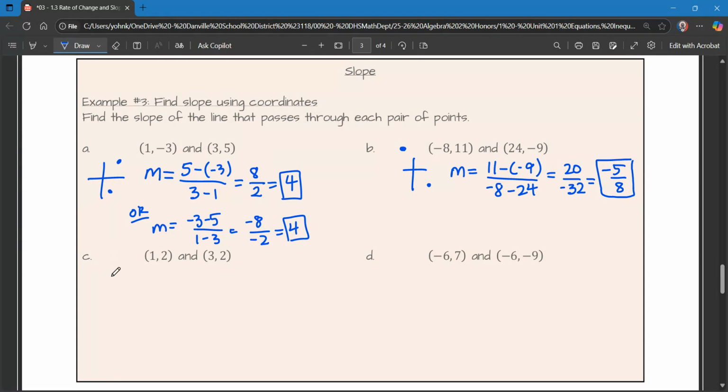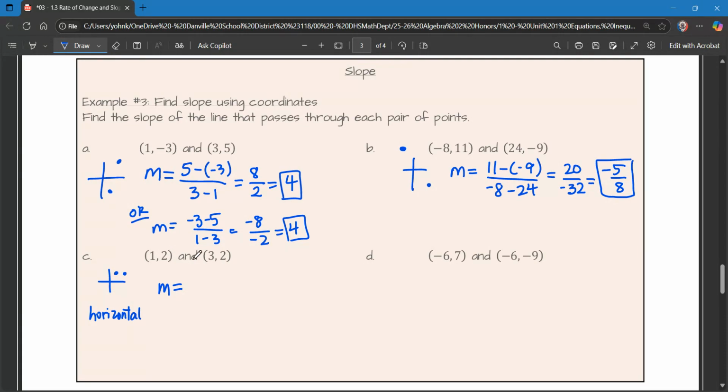Letter C, (1, 2) and (3, 2). So if I look, (1, 2) is kind of like right here. (3, 2) is kind of right here. Oh, this looks like a horizontal line. And a horizontal line is going to have a slope of 0. So I'm thinking it's horizontal. All right, let's see what happens when we calculate.